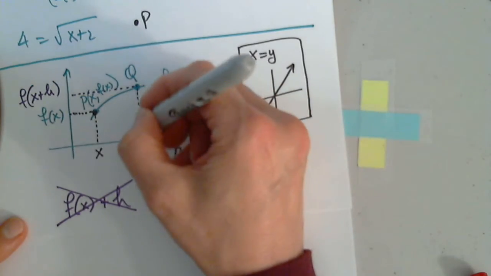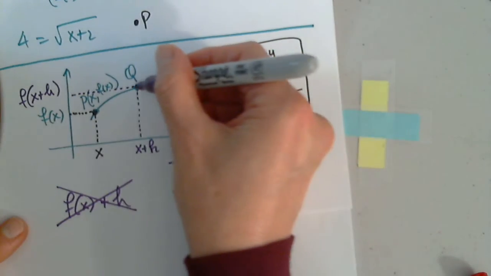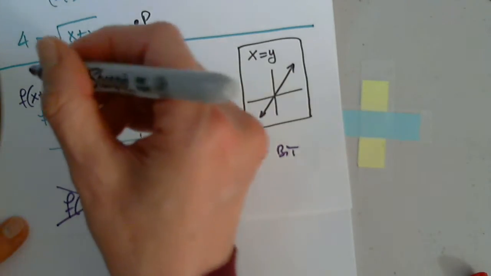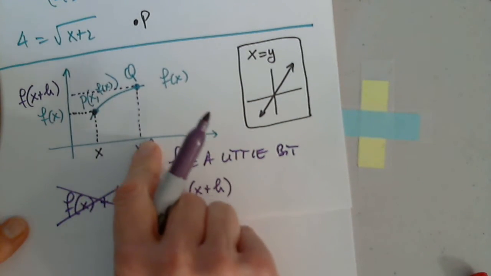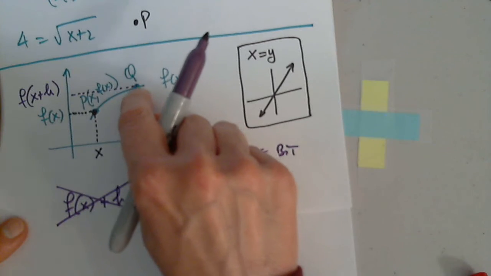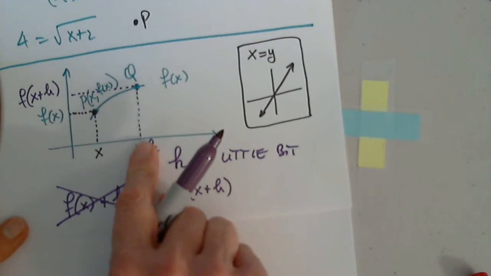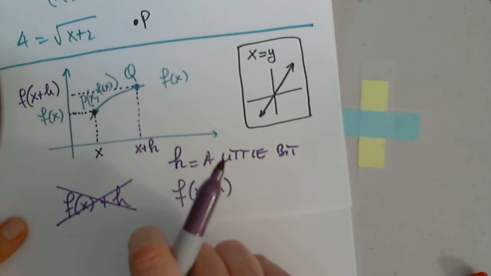So now the x coordinate is x plus h. The y coordinate must be the function value when I plug in this number. If this number is 5, then f of 5. If this number is 15, then f of 15.